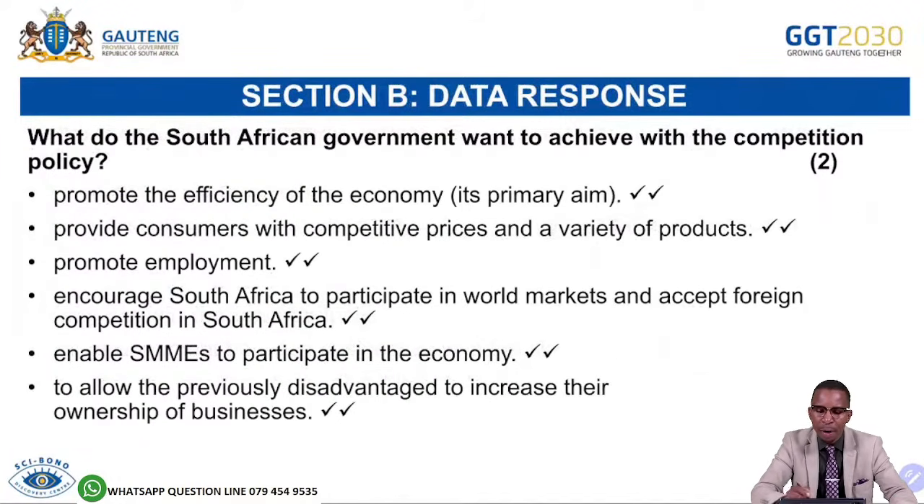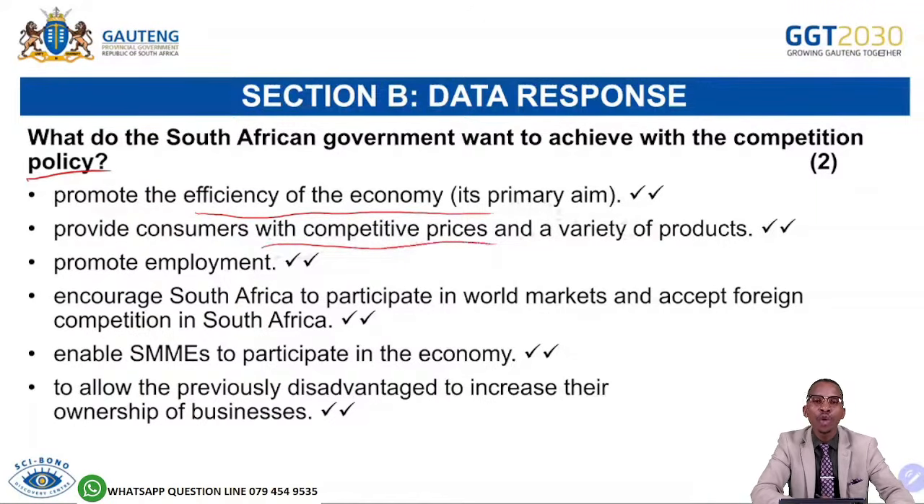What does the South African government want to achieve with competition policy? So these are the objectives of competition policy. To promote efficiency in the economy, that's the primary aim, to promote market or economic efficiency, and provide consumers with competitive prices and a variety of choices. So it allows consumers to have a variety of choices in the economy by ensuring that there are no barriers to entry existing in the economy.